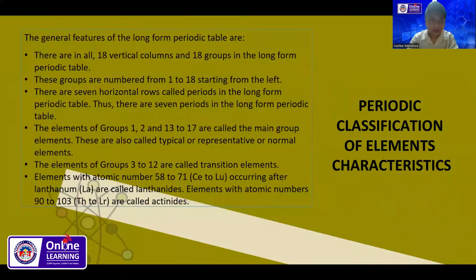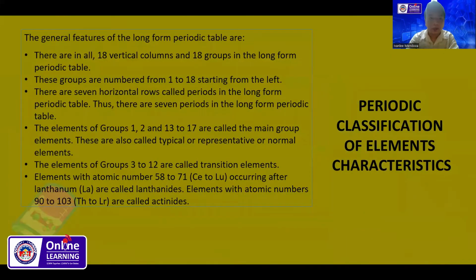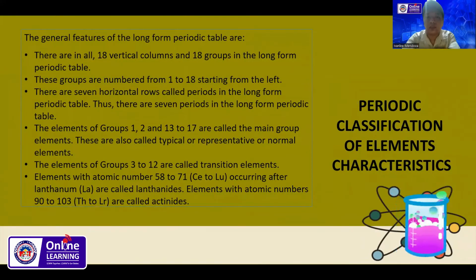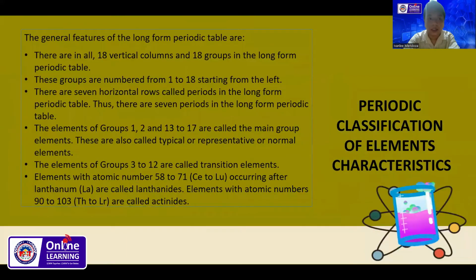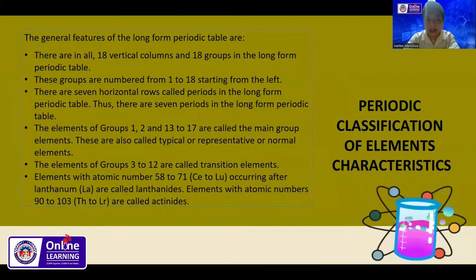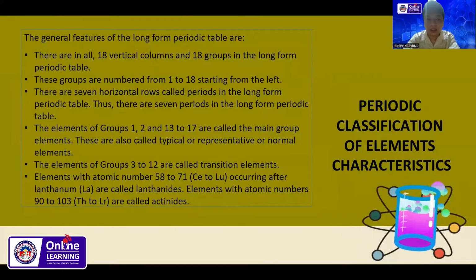Now, in the summary, the general features of the long form periodic table are: number one, there are in all 18 vertical columns and 18 groups in the long form periodic table. Second, these groups are numbered from 1 to 18, starting from the left. And then there are 7 horizontal rows called periods. Thus, there are 7 periods in the long form periodic table.